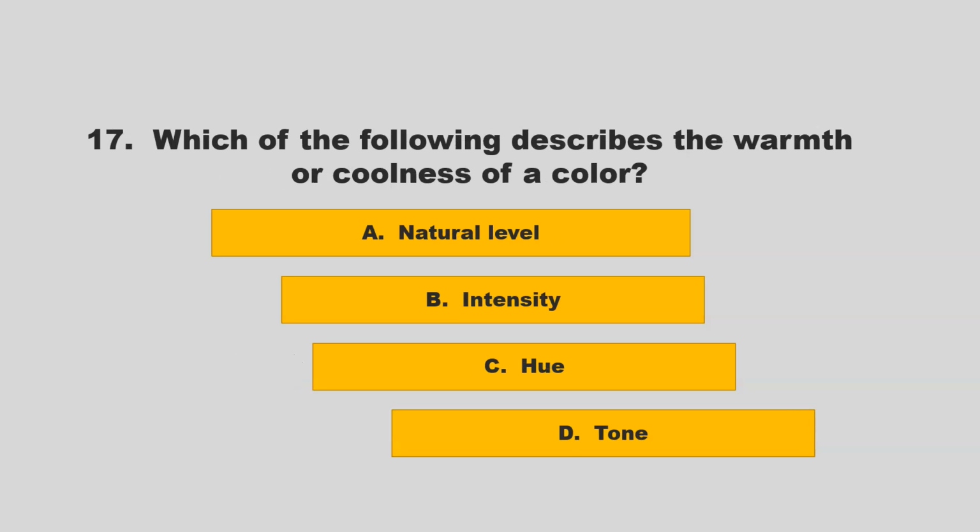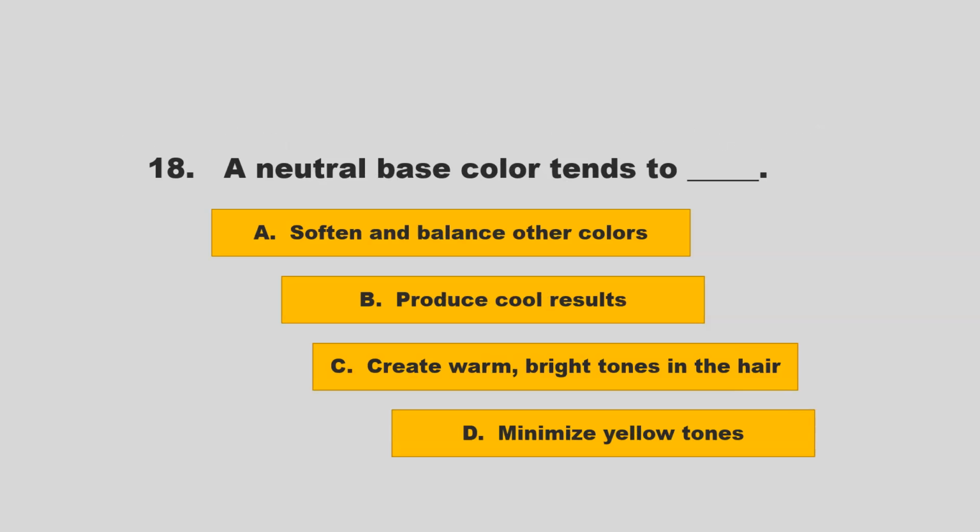Which of the following describes the warmth or coolness of a color? Is it natural level, intensity, hue, or tone? If you chose D, tone, you are correct.